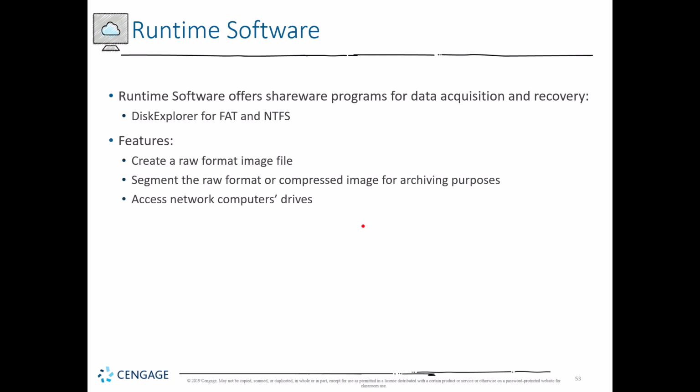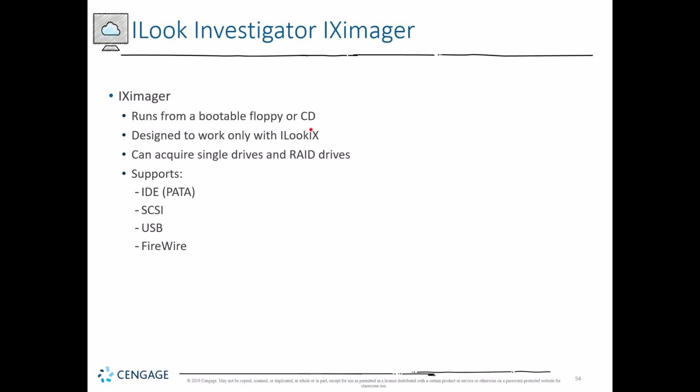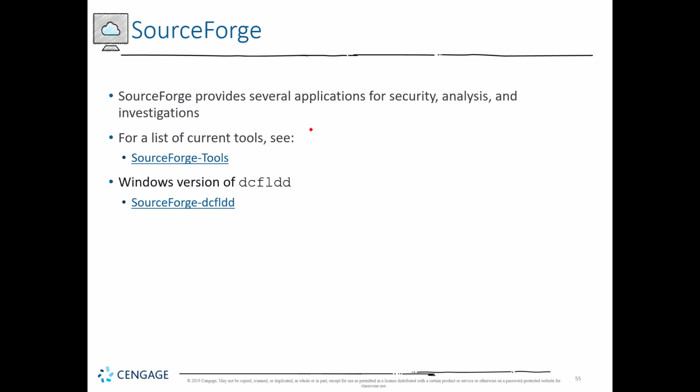Runtime Data, I've used this actually a lot as well. This is a shareware-based program for data acquisition and data recovery. I use Runtime for recovery, and that's specifically for Windows-based machines, FAT and NTFS, and it does work off of raw formats. We have the 9Imager, and again, bootable disk, designed only to work with its tool, and it can acquire single drive or RAID and more. We have tools off of SourceForge, like the Windows version of DCFLDD, or other tools that are out there.